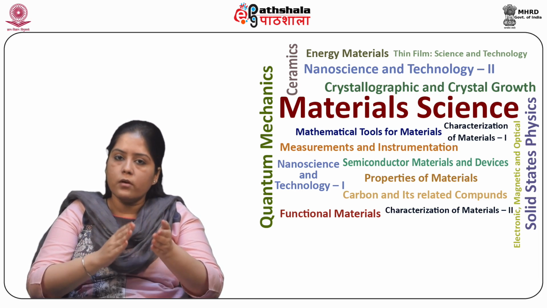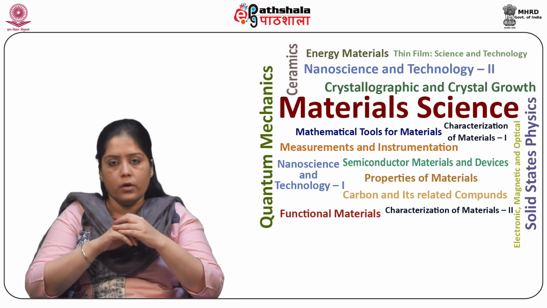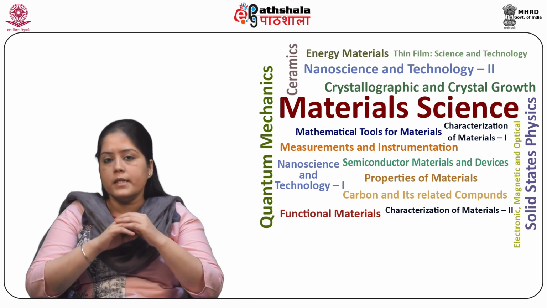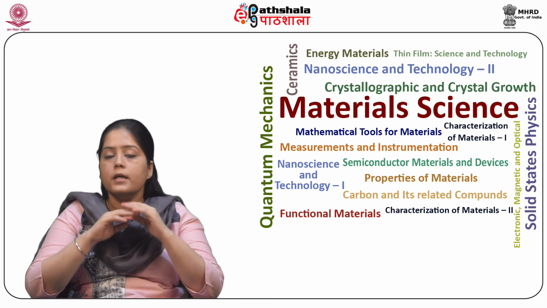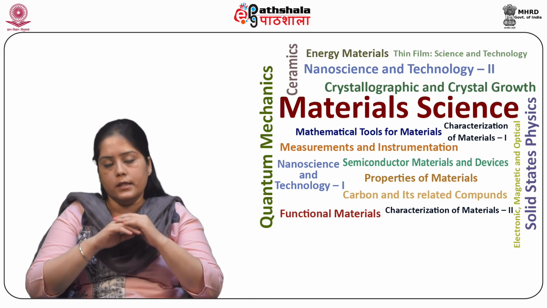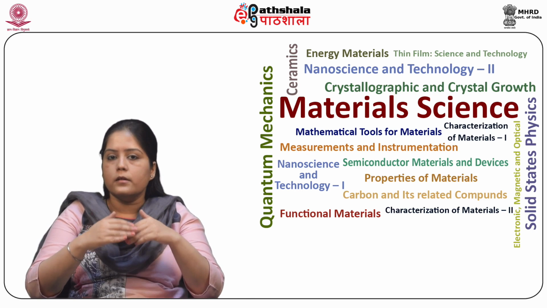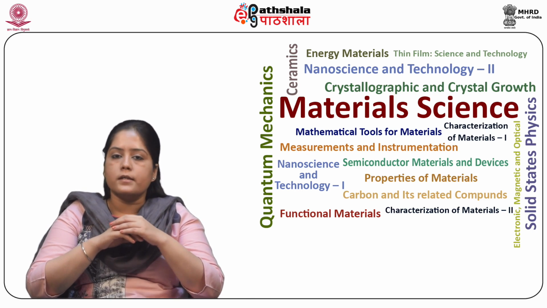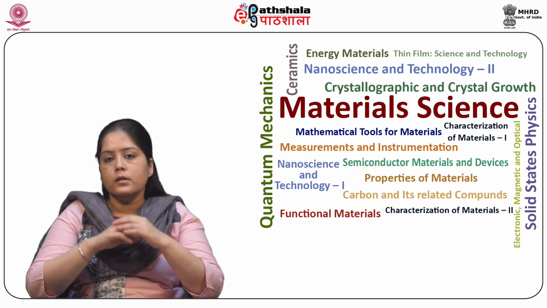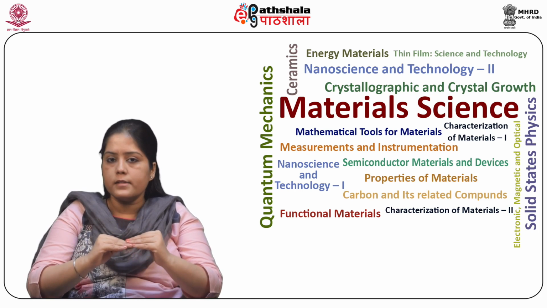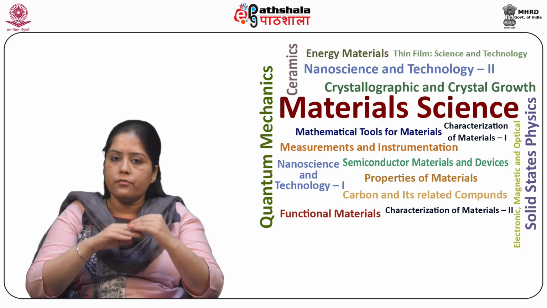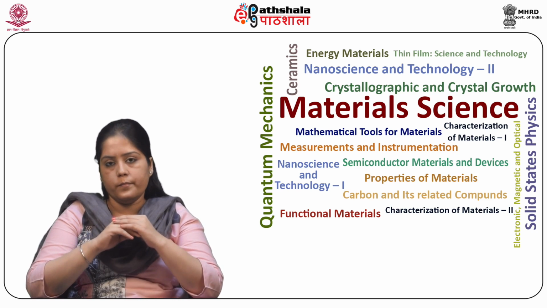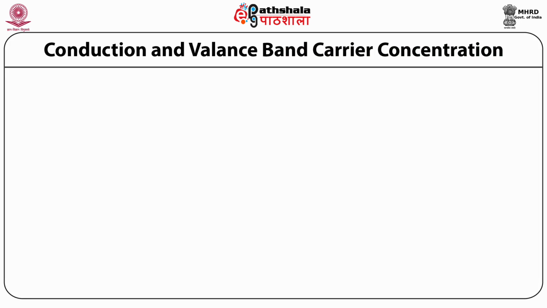So, the electron concentration represented by small n is equal to the integral from Ec to Ec max of F(E) N(E) dE. Similarly, the hole concentration, that is p, is equal to the integral from minus Ec max to Ev of F(E) N(E) dE. Conduction and valence band carrier concentration.